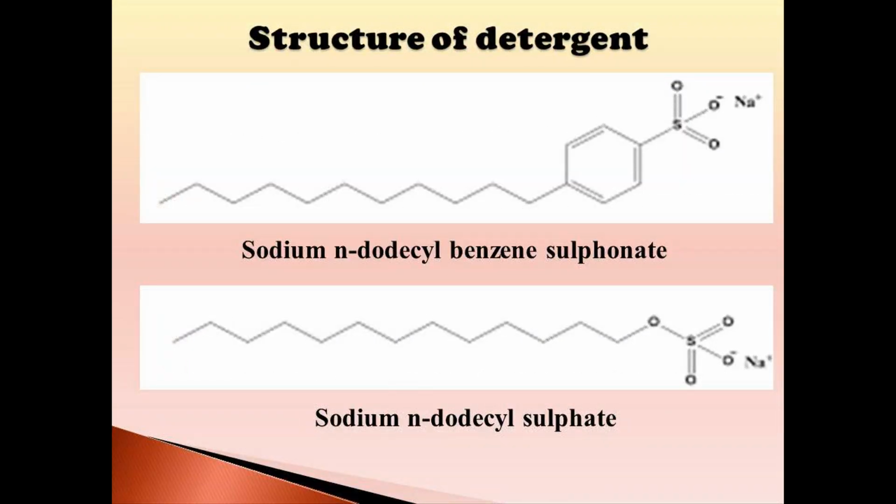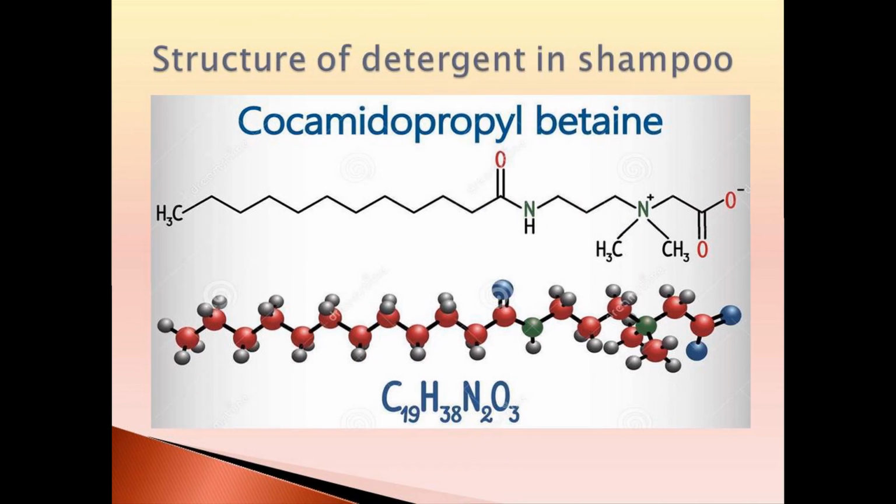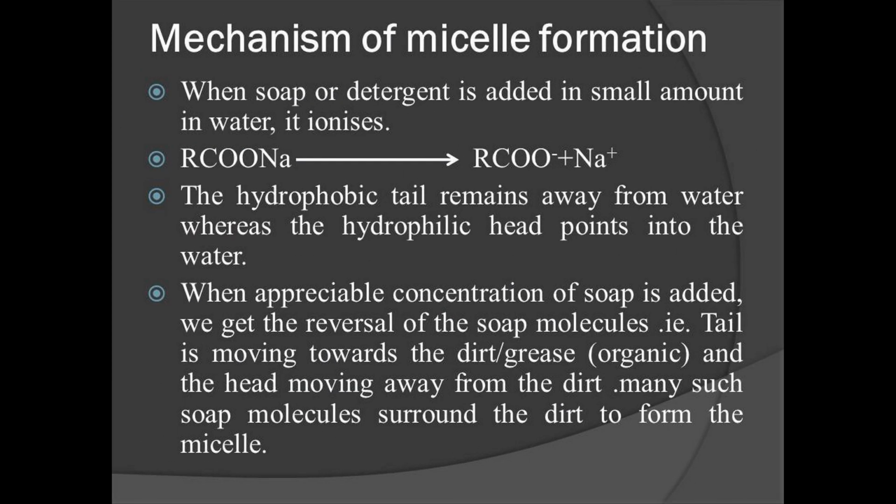This represents the structure of soaps and detergents. Both have a hydrophilic head and a hydrophobic tail. We will see the mechanism of micelle formation in detail. Soap or detergent is added in small amounts in water. It ionizes. That is, when put in water, it forms RCOO negative and Na positive ions.